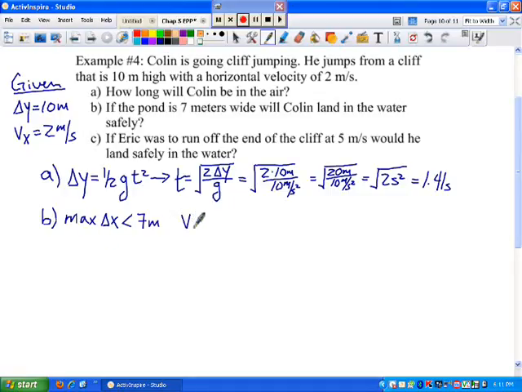So to do that, we will again use our Vx equals delta x over t equation, rearranged to solve for delta x. Once we've solved for delta x by plugging in our Vx of 2 meters per second and our time of 1.41 seconds, we'll be able to find how far out Colin went when he jumped off the cliff.